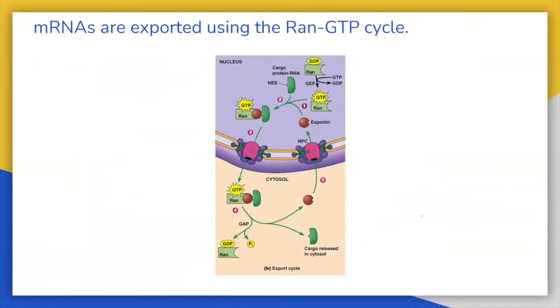Additionally, those mRNAs have to be exported using the RAN-GTP cycle. Transcription occurs in the nucleus, while translation occurs in the cytoplasm. And so the rate of mRNA export and the efficiency of mRNA export can be used as a way of regulating how much mRNA is available for translation.